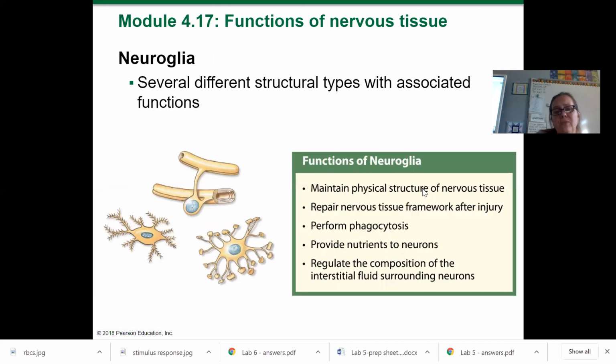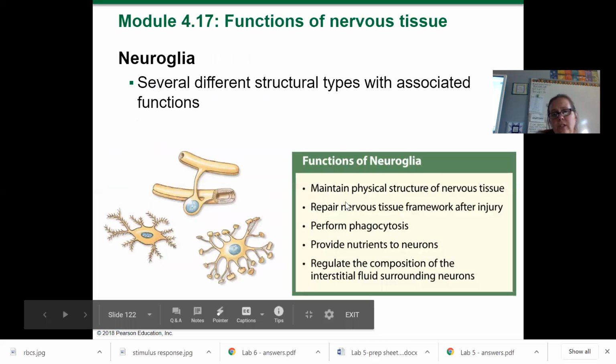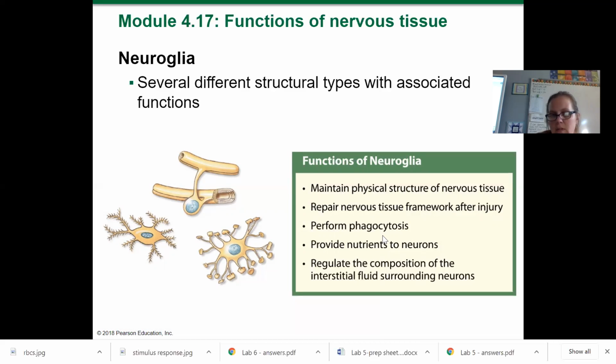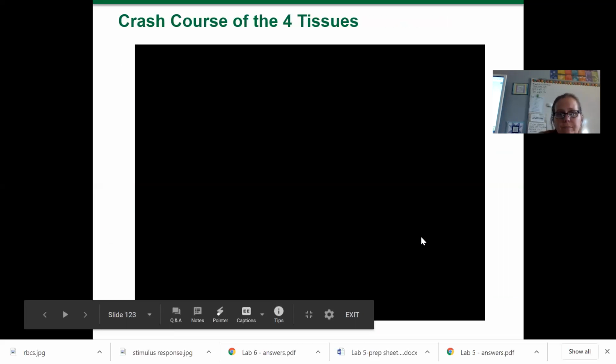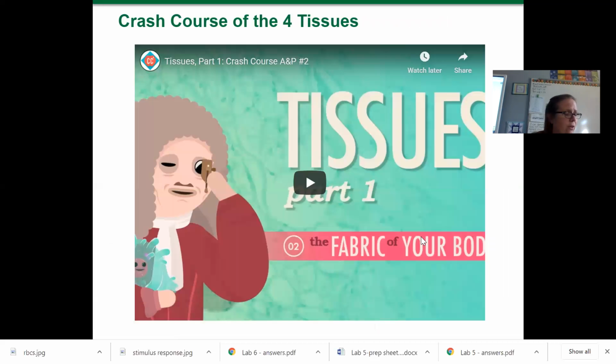Neuroglia, there's different structural types, but basic function is to support. They can repair, they can undergo phagocytosis, which is the idea that they eat things around it. They provide nutrients, they regulate the interstitial fluid. All right, that's the end of the nervous system, so you can go ahead and fill in your graphic organizer.